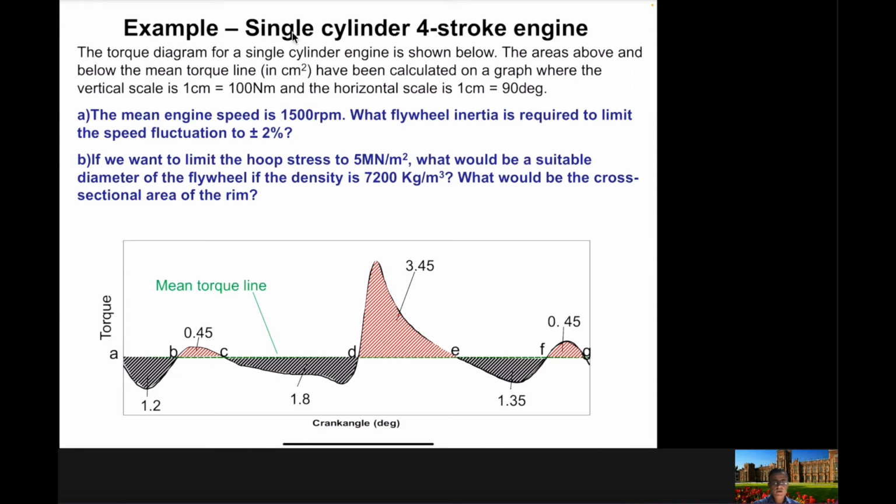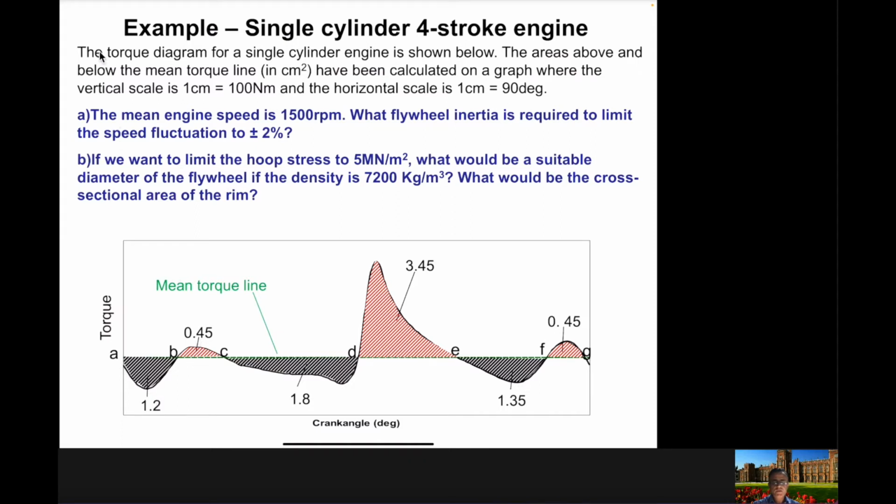This is about the single cylinder four-stroke engine, and the torque diagram is given in this case. You are provided with the mean torque line, and then you are provided with these different areas here. The area between A and B is 1.2. The area between B and C is 0.45.